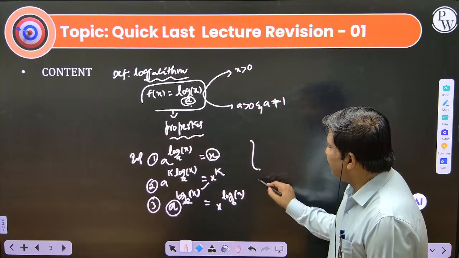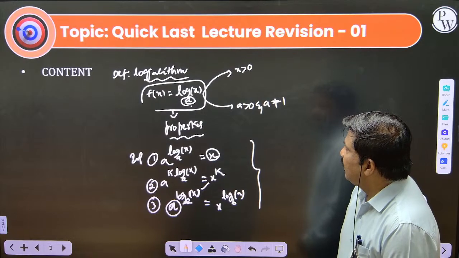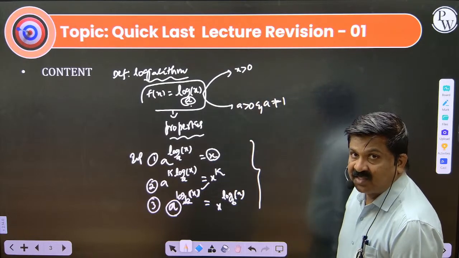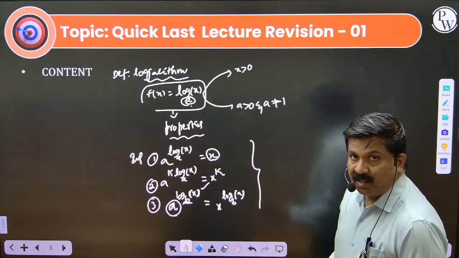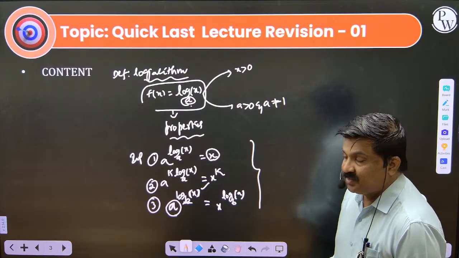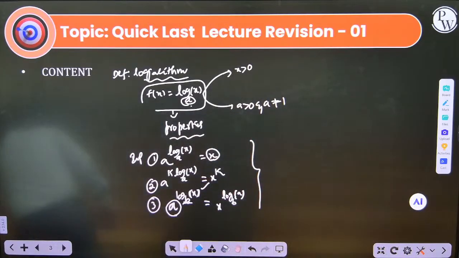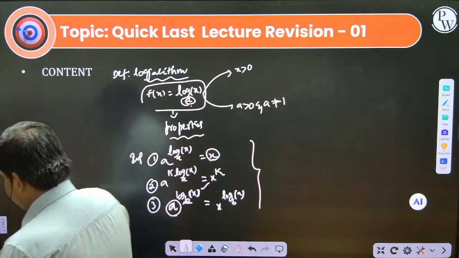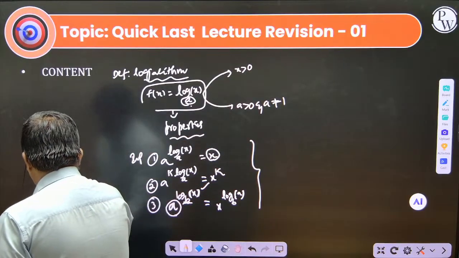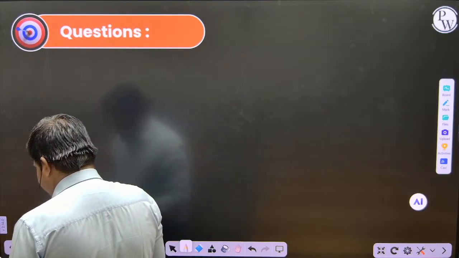So these are the most important properties while doing the problems. And the definition of logarithm you must remember here: log of any number is defined when it is positive, and the base should be positive and not equal to 1. Now we will do the questions on this part.